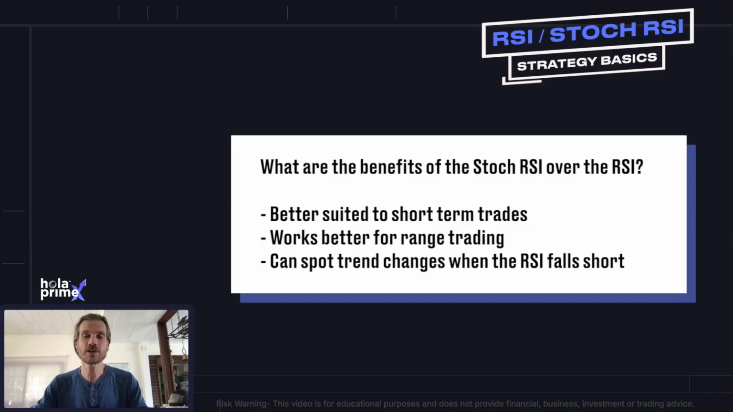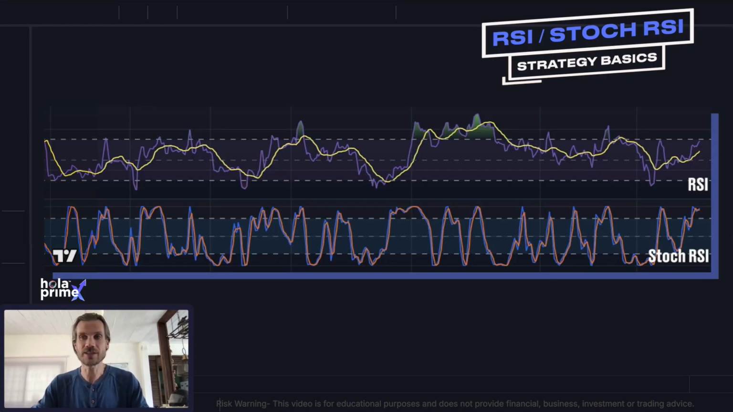So the benefits of the stock RSI over the traditional RSI: it's better suited to short-term trades, it works better for range trading, and can spot trend changes when the RSI falls short. So what do I mean by that? When the traditional RSI is stuck as neither overbought or oversold and stays within the 30 to 70 range, because traders are typically waiting for overbought or oversold conditions to enter a trade, if these conditions never happen, traders are left waiting.